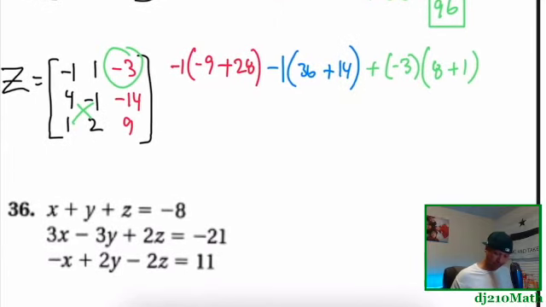This is going to be -9 plus 28 will be 19. Positive. Times -1, -19. 36 plus 14, 50. And times -1, so minus. Then 8 plus 1 is 9. Times -3, -27. So I have -19 minus 50 minus 27, -96.